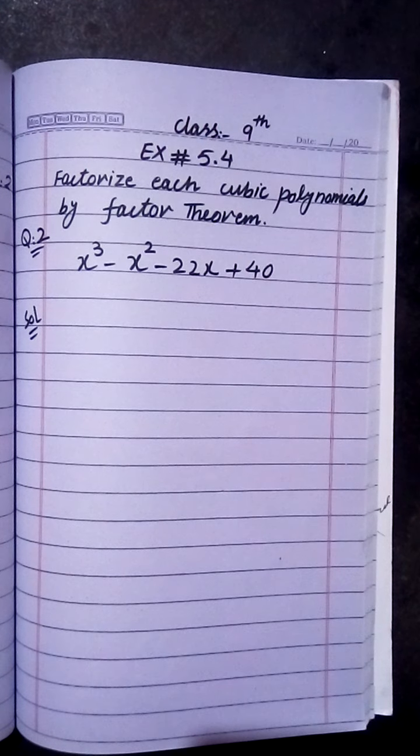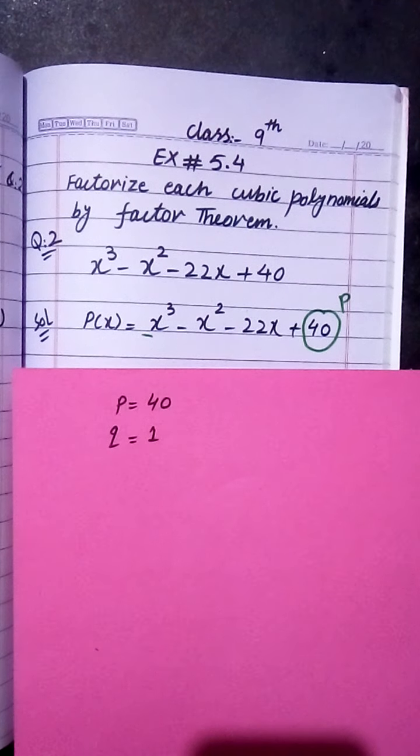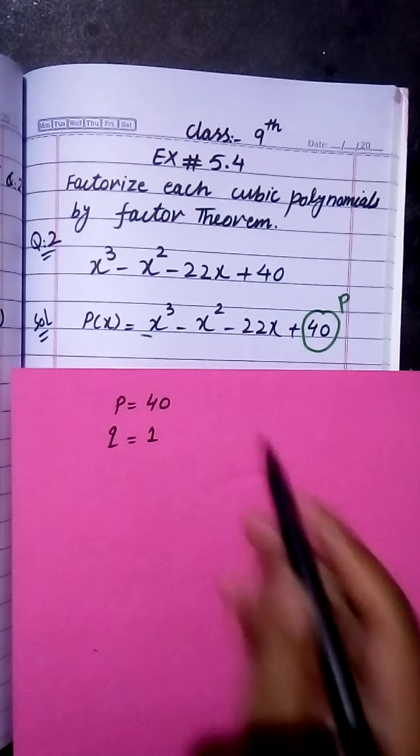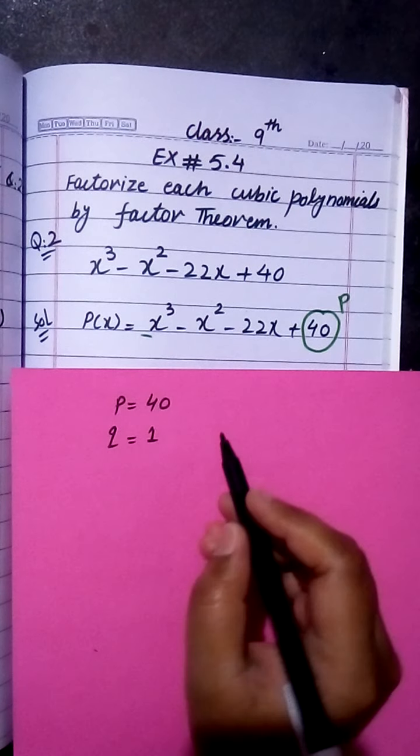Coefficient means the multiplying factors or digits with variables. That is known as the coefficient. You have to write p and q, so you can write its formula p of x divided by q of x. Here p is 40, so 40 divided by 1, which means 40. So you can write the factors of 40. Factor means 40 comes in which tables.